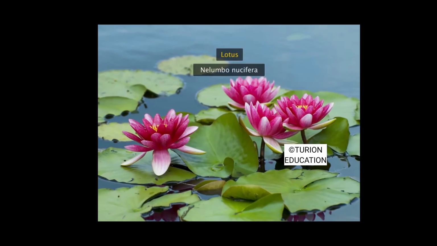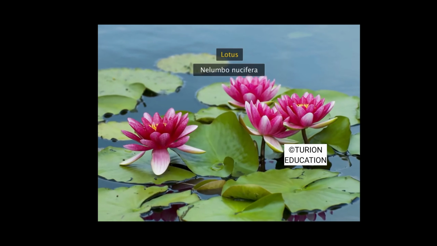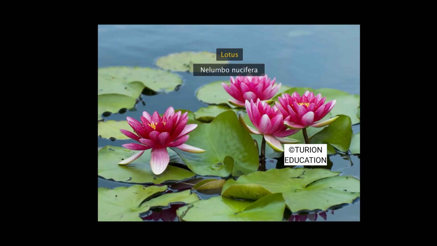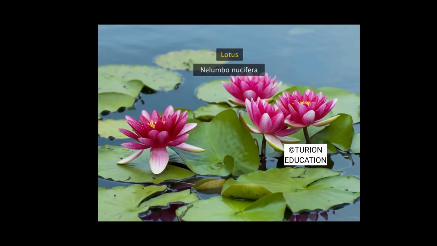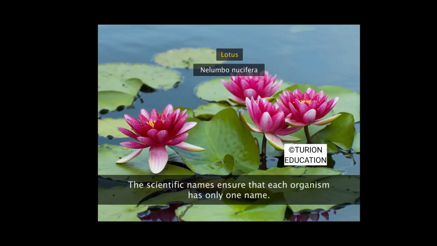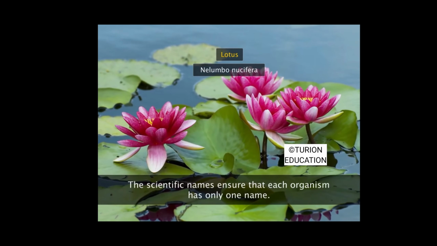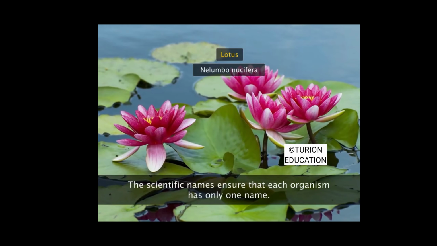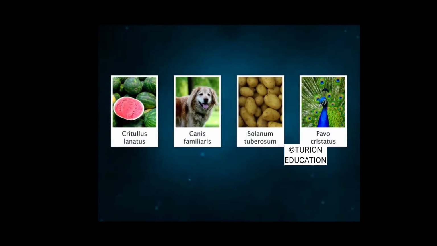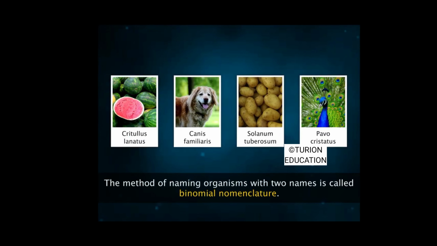Thus, having one standard, internationally accepted name allows precise recognition of an organism by scientists in all parts of the world. Scientific names ensure that each organism has only one name and that the name has not been used for any other known organism. The convention of naming organisms with two names is called binomial nomenclature.